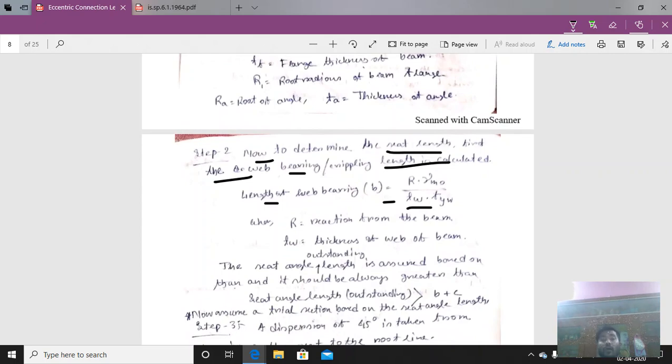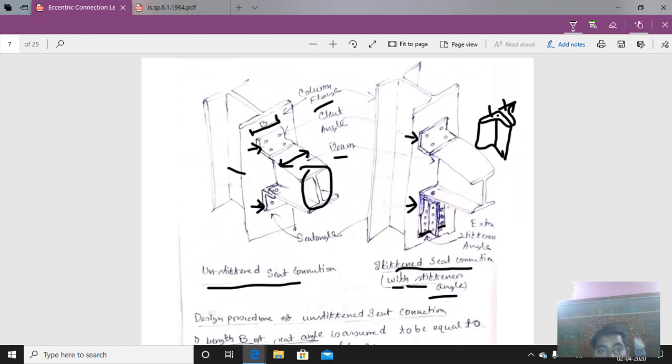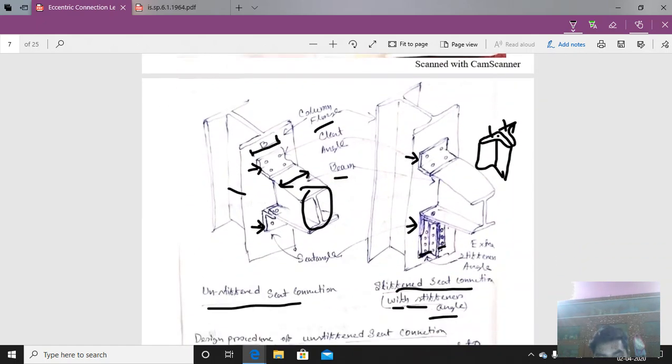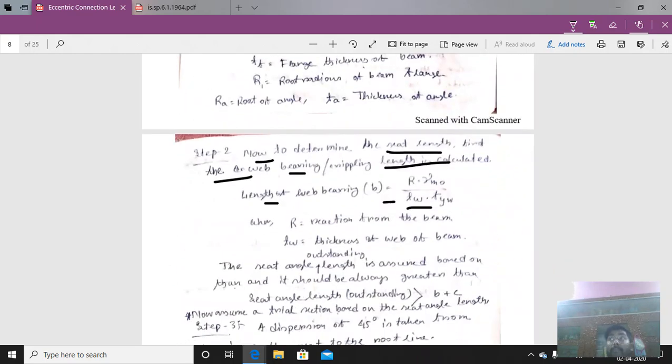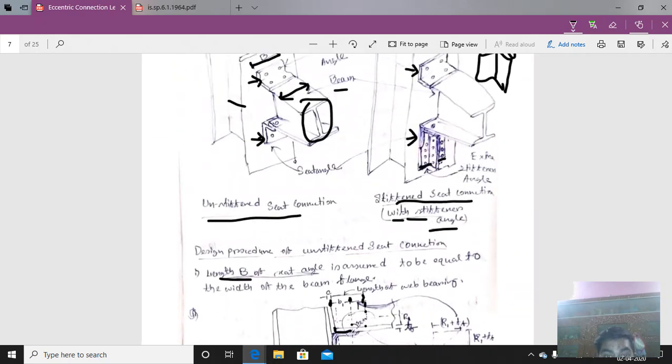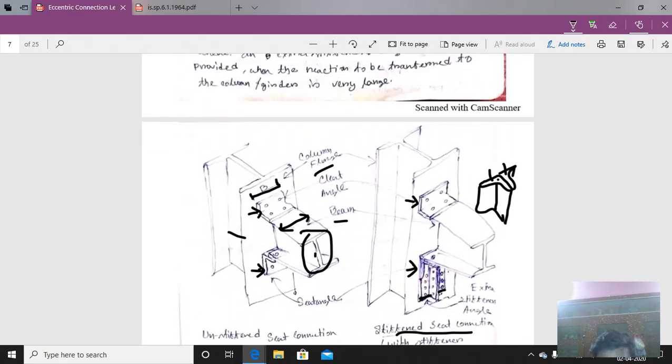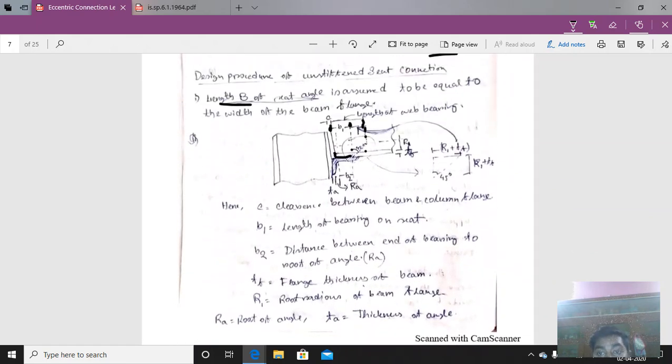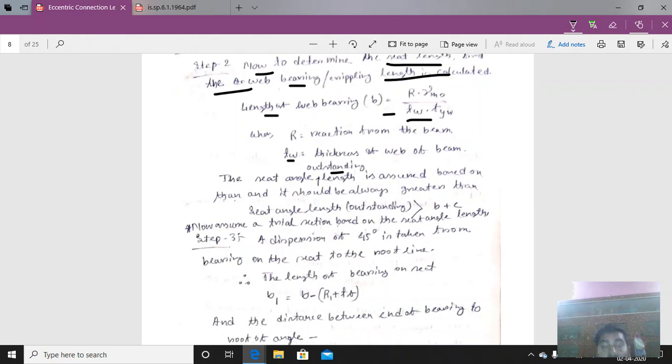R is the reaction force that the beam section is subjected to, and Tw is the thickness of the web of the beam outstanding, that is, the connected beam. So Tw has to be taken. That is how the bearing or crippling length is calculated by this formula.